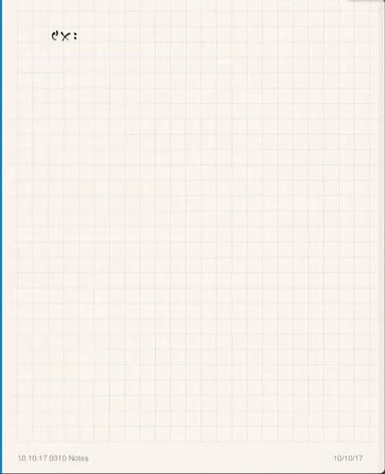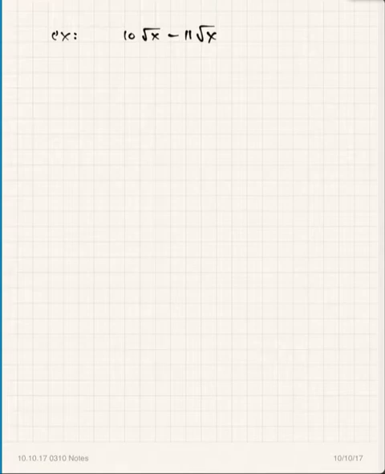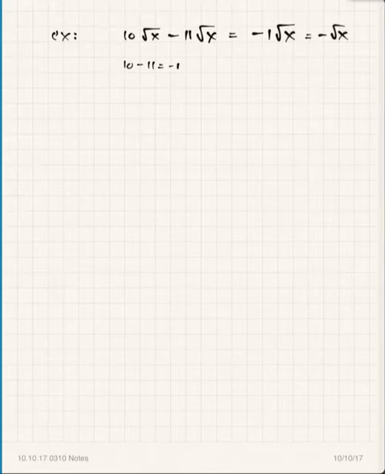Now, let's say we have 10 square root of x minus 11 square root of x. Well, are those like radicals? Yes, they are. They're both square roots of x. And so all I do is look at 10 minus 11, which is negative 1. So this would be negative 1 times the square root of x, or you could just write it as negative square root of x, either way.